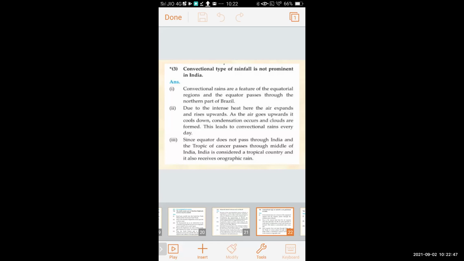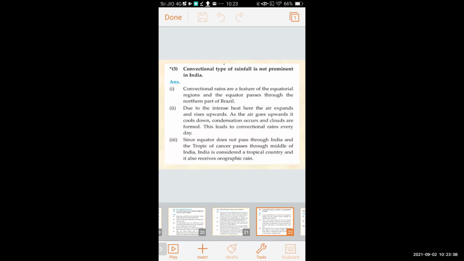Since the equator does not pass through India, and the Tropic of Cancer passes through the middle of India, India is considered a tropical country, so it receives rainfall of the orographic type. So this is the expected answer for the reason.